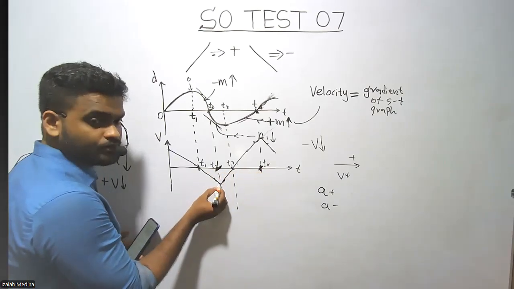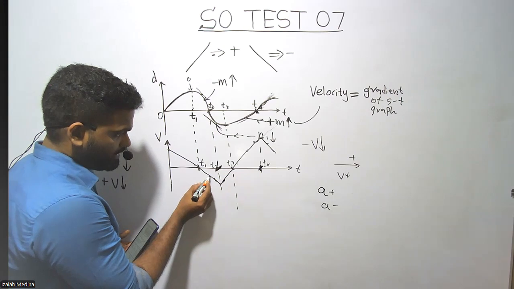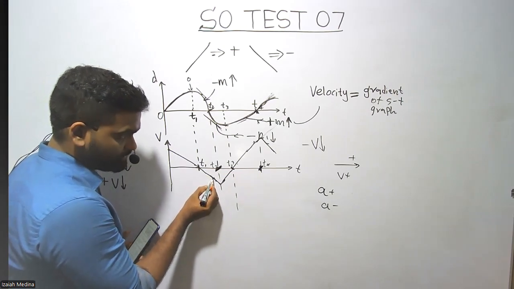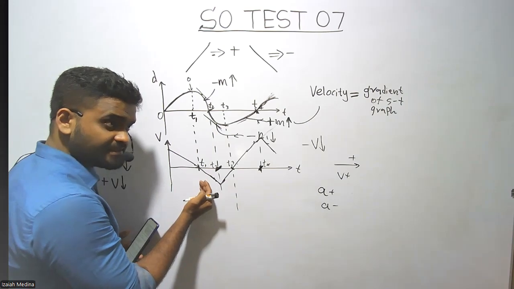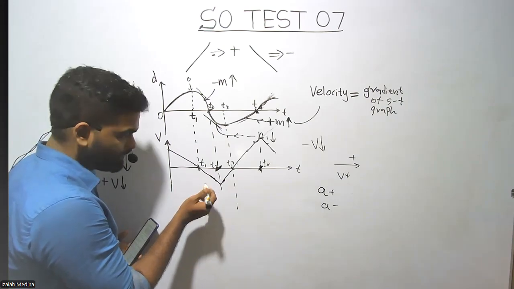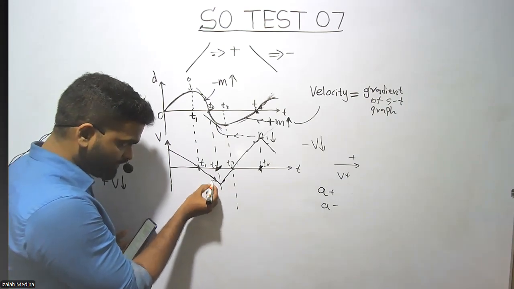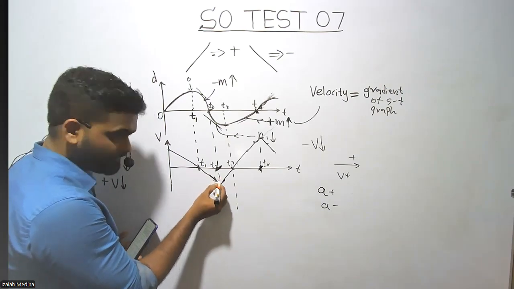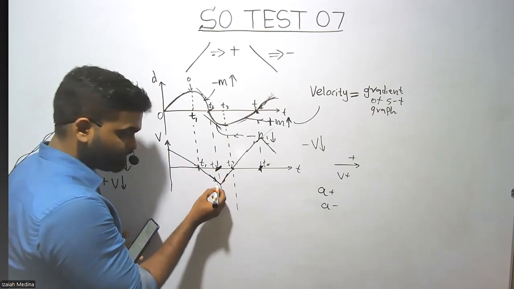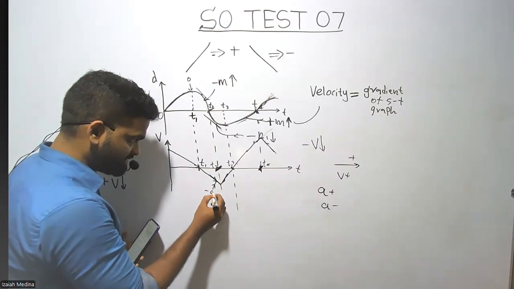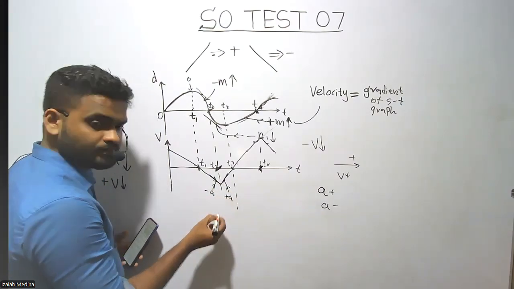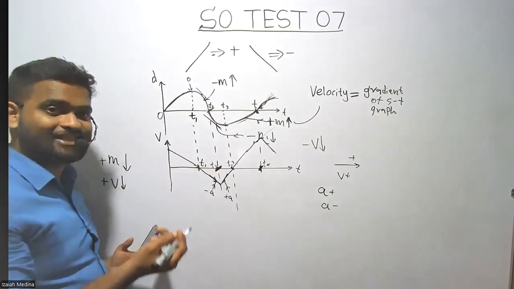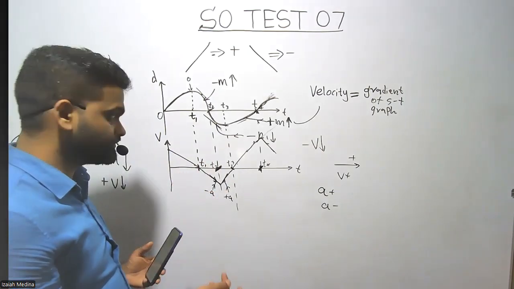What about T2? Before T2, in the VT graph, acceleration is given by the gradient, right? We have a negative gradient before T2, then a positive gradient. So here the acceleration is negative, here the acceleration is positive. See that? So at T2, the direction of acceleration has changed, right?